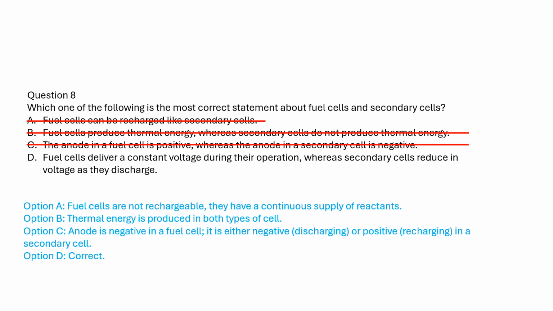So, C is eliminated. Since reactants are supplied continuously in fuel cells, the fuel cells deliver a constant voltage. However, the voltage of secondary cells is reduced during discharge because the reactants are consumed and not supplied. So, D is correct.